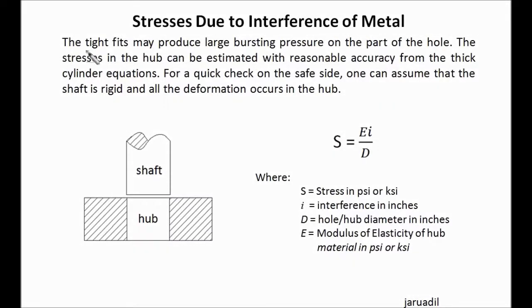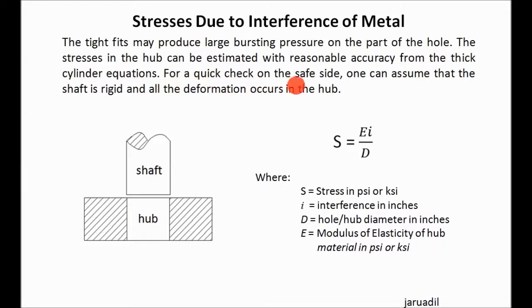Yan. So sabi dito, the tight fits may produce large bursting pressure on the part of the hole. Pag sinabi mong bursting pressure, yung hole, yung hub, pwede siyang mag-break. Kasi pag pinilit mong ipinasok yan, tight, pwede siyang mabasag, yung mag-burst. The stresses in the hub can be estimated with reasonable accuracy from the thick cylinder equation. Meron tayong equations of thin cylinder, thin-walled cylinder. Meron ding equation ang thick-walled cylinder. So, pwede natin i-apply yan dito, yung thick-walled cylinder.